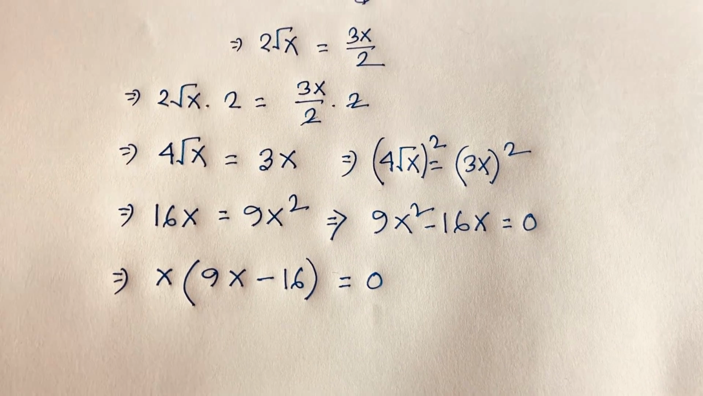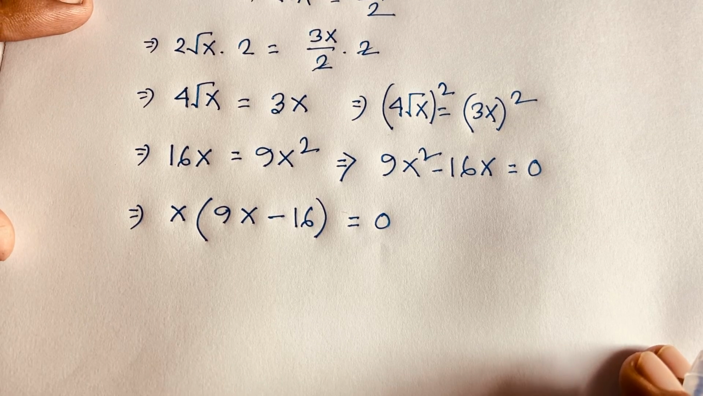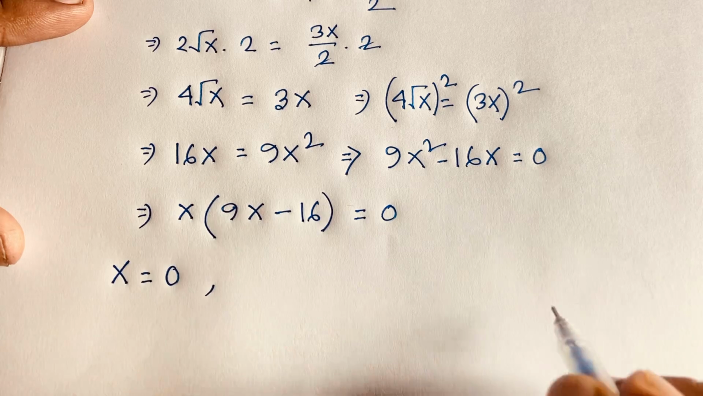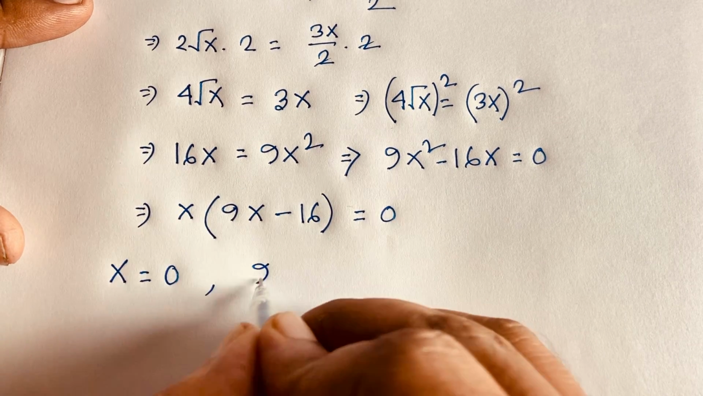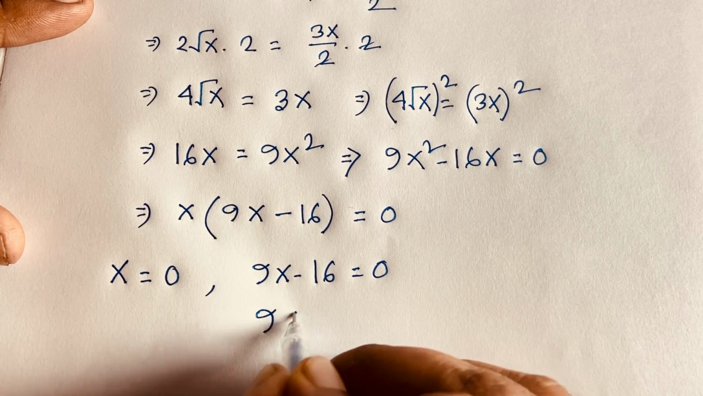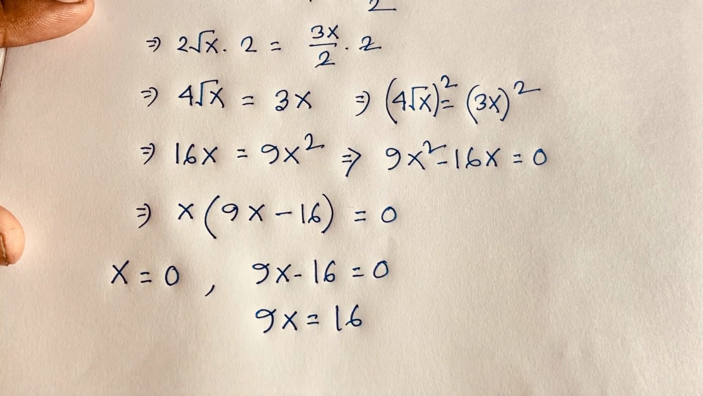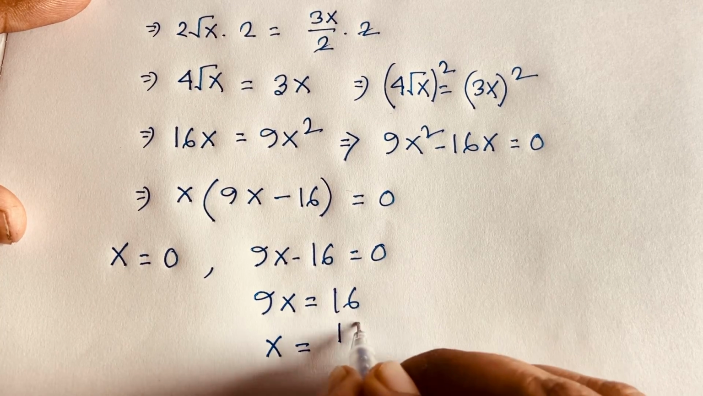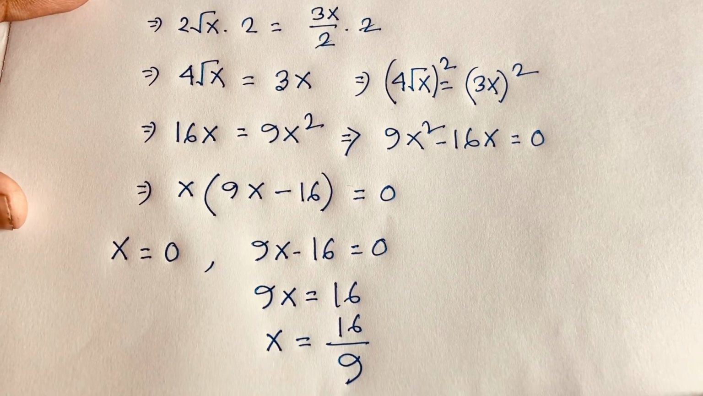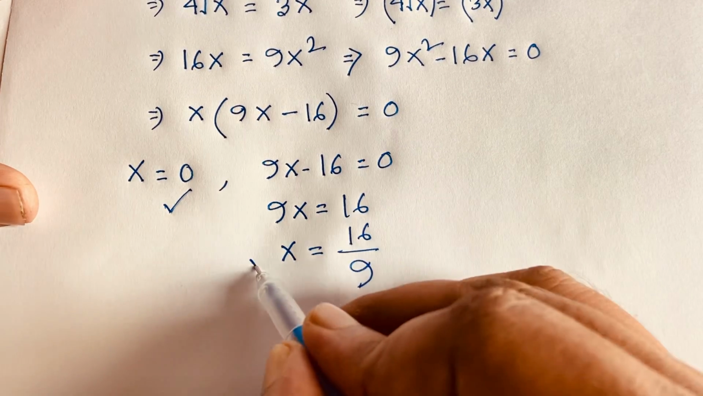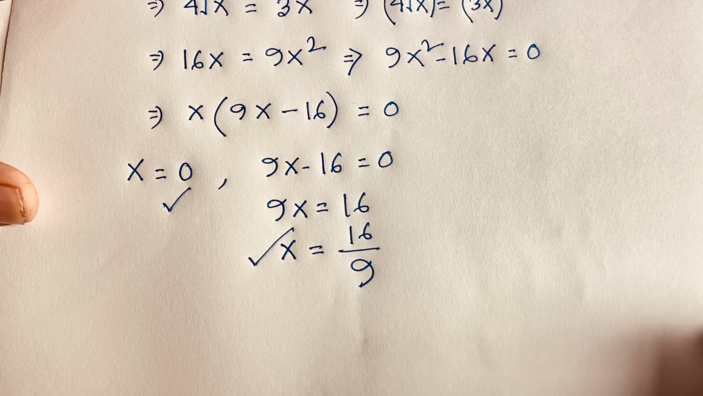Yes, so we'll find out there are two cases. Our first case: x is equal to 0. Another case: 9x minus 16 is equal to 0. Then I can say 9x is equal to 16. If I divide both sides by 9, we'll find out x is equal to 16 over 9. So our final answer is x is equal to 0 or x is equal to 16 over 9. This is the final answer in this maths question.